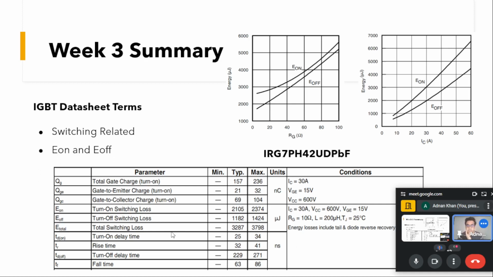The other things given here are TD turn on delay time, rise time, turn off delay time, and fall time, like we had seen in the MOSFETs as well. These are similar here. For designing a particular converter or anything, we go through these things and see whether a particular device is suitable for us or not.